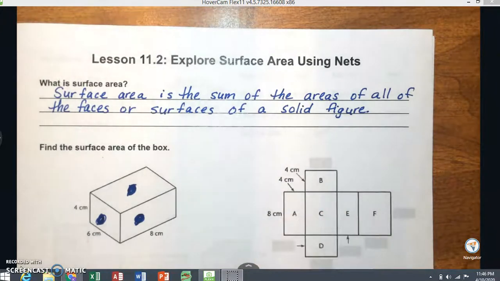So in the previous lessons, we've learned how to find the area of parallelograms, triangles, trapezoids. And from there, we learned how to find the area of regular polygons and then composite figures. So now we're moving on to three-dimensional figures, and we're going to find the surface area. So when we're finding the surface area, we're having to take each side of that 3D object, find the area, and then add them together. And one way we can do that is by using a net.